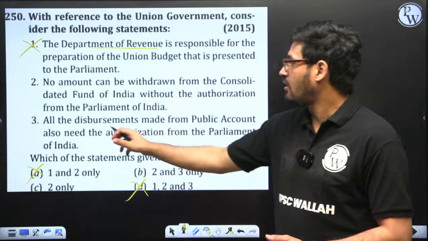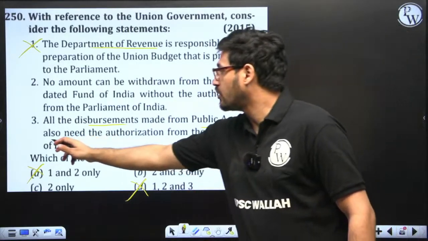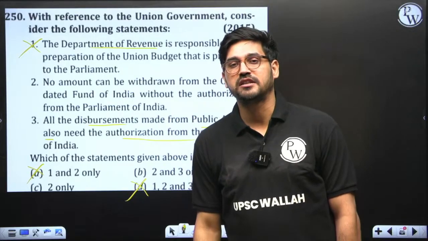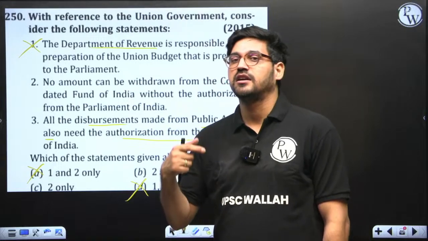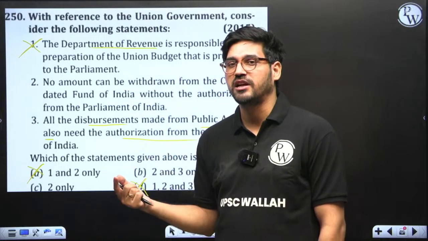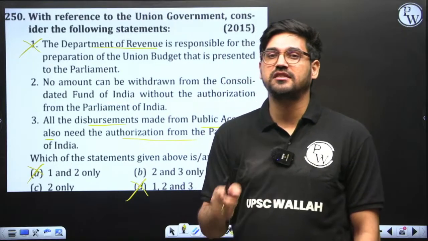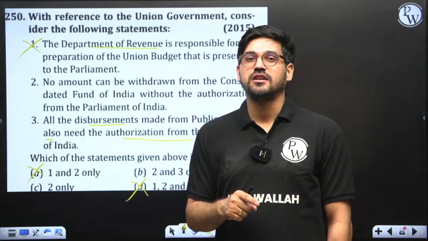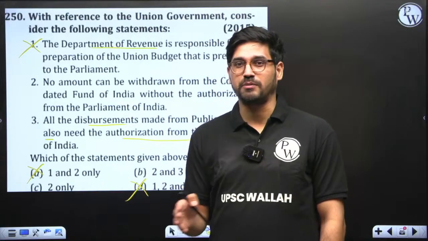Statement 3 says, all the disbursements made from the public account also need the authorization from the Parliament of India. Now, government's funds are categorized across 3 accounts, the Consolidated Fund of India, Contingency Fund, as well as the public account. Public account is where the government serves as the custodian of other people's money. That means it's not the government's money, the government is the custodian of other people's money.